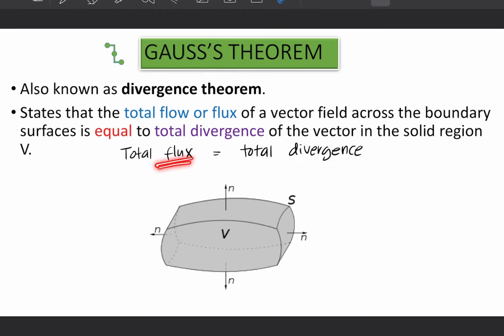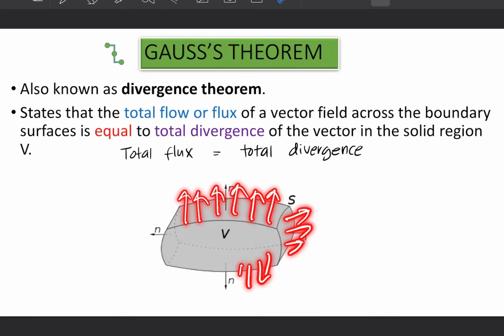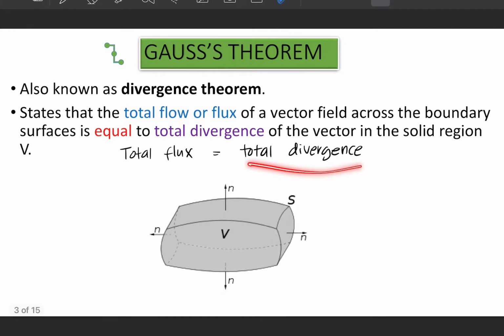So total flux means you consider all the surfaces for this solid figure. For example, this is the first surface. We have 1, 2, 3, 4, 5, 6 surfaces. So total flux going through all the surfaces is equal to total divergence or volume of this solid region.